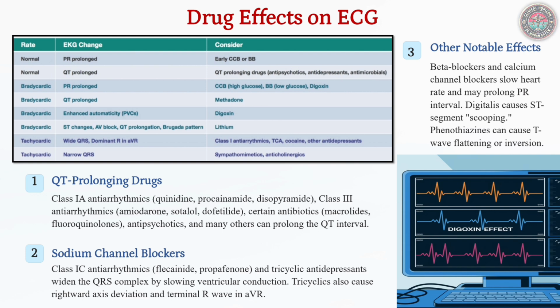Sodium channel blockers, such as Class 1C antiarrhythmics like flecainide and propafenone, and tricyclic antidepressants, widen the QRS complex and may cause rightward axis deviation, particularly in toxicity. Understanding these drug-induced ECG changes is critical in avoiding iatrogenic complications.